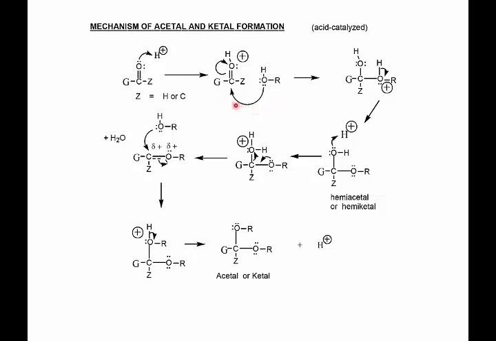My attempt here is to do this in a general way. G stands for organic group. Z stands for hydrogen or carbon. So if Z is hydrogen, you're talking about an aldehyde. If Z is carbon, we're talking about a ketone. Whether it's aldehyde or ketone, the same basic pathway is going to be followed. All right. So this mechanism will occur when acid is present. There's going to be catalysis by H+. All right. So here's basically what happens.